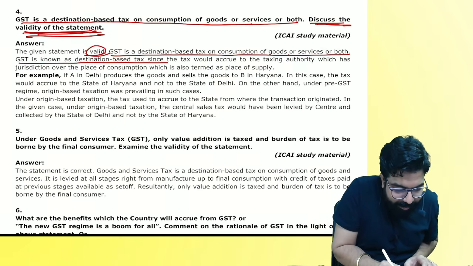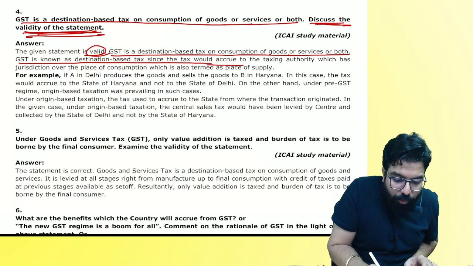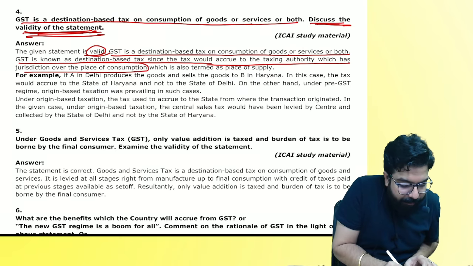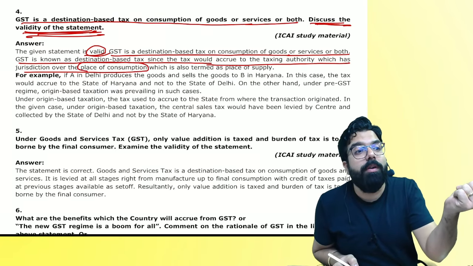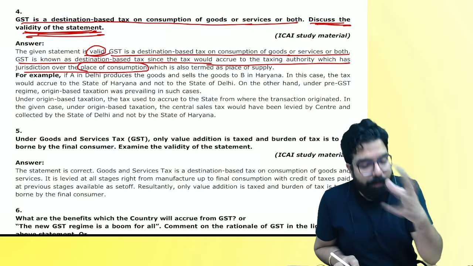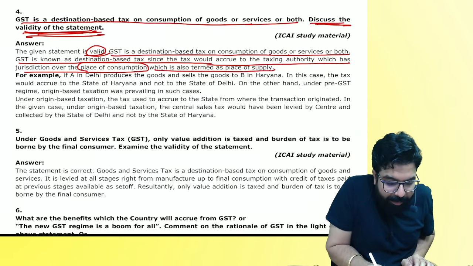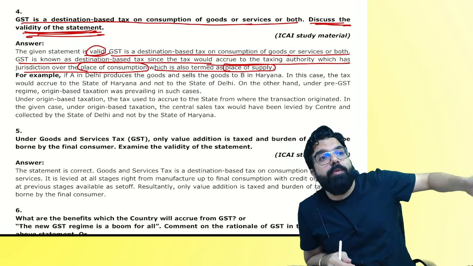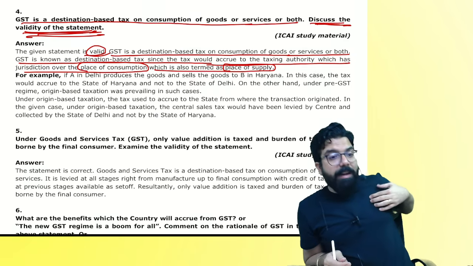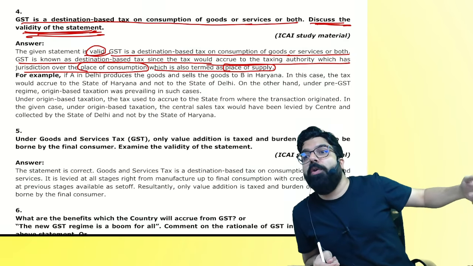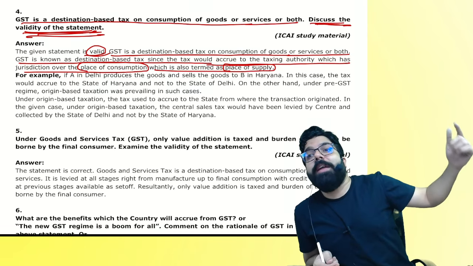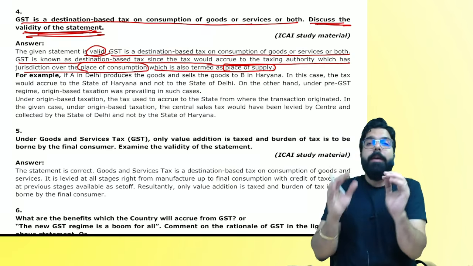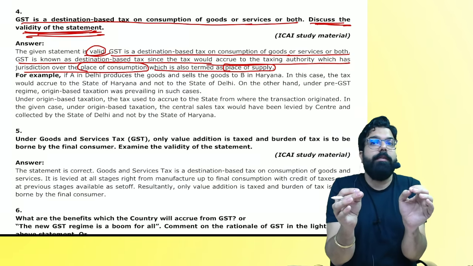GST is known as destination-based tax since the tax would accrue to the taxing authority which has jurisdiction over the place of consumption. Where will the tax go? Where the goods are finally consumed, which is also termed as the place of supply. Where did you supply? That place is known as what, everyone? Place of supply. I am in Karnataka, supplied in Tamil Nadu. Place of supply is what? Tax will go to Karnataka or Tamil Nadu. Is my point clear?